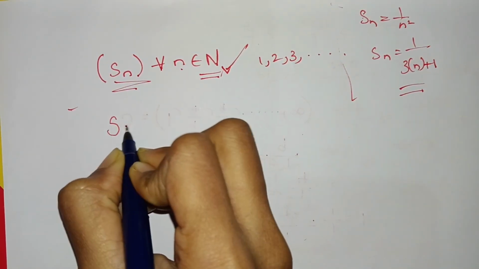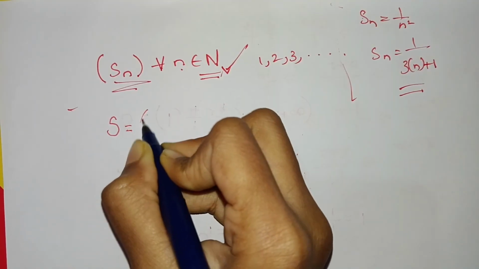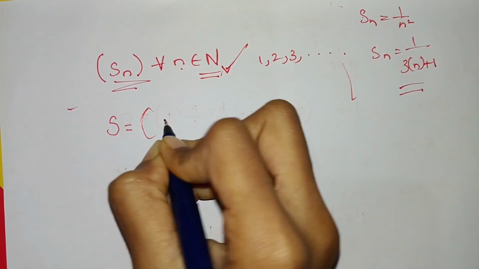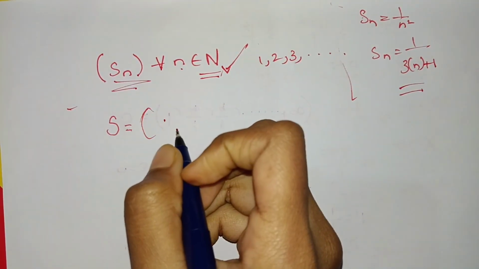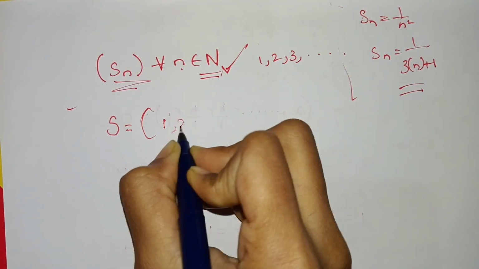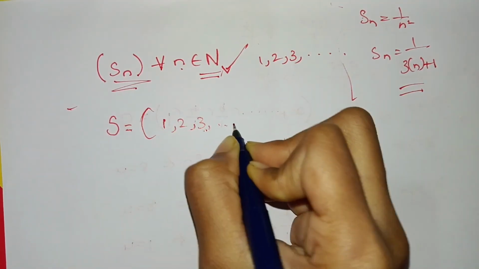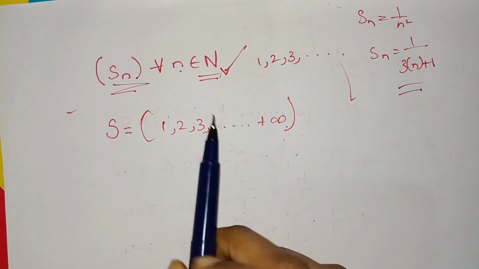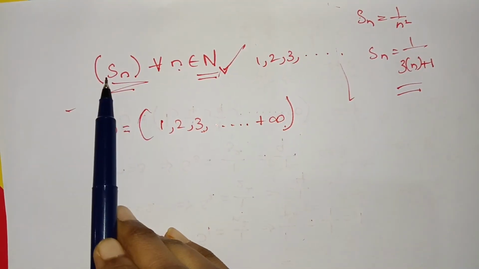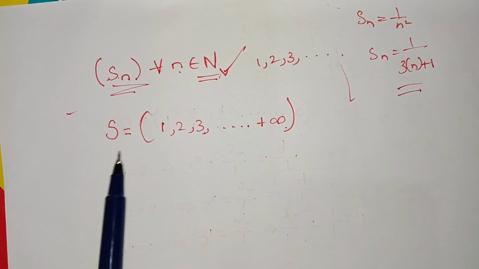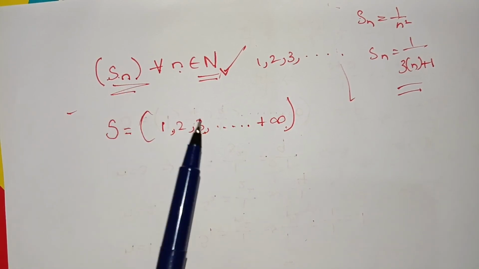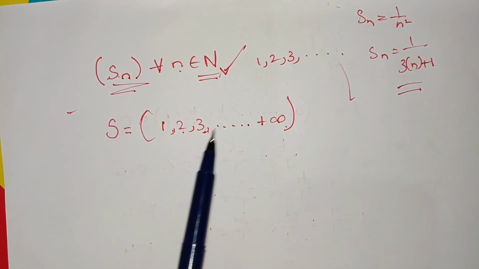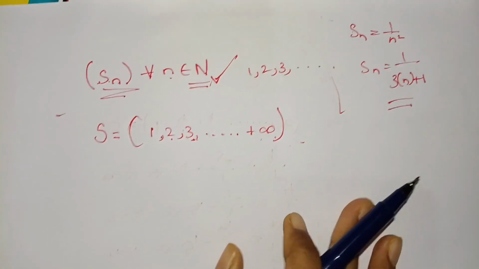S is equal to open bracket, natural numbers, right? Natural numbers start from 1, 2, 3, and so on up to plus infinity. That's it. We just need to write the natural numbers, because if we substitute 1 in the place of n, then the answer is 1. If it is 2, then 2, and 3 and so on up to plus infinity. That's it. The solution is this one.